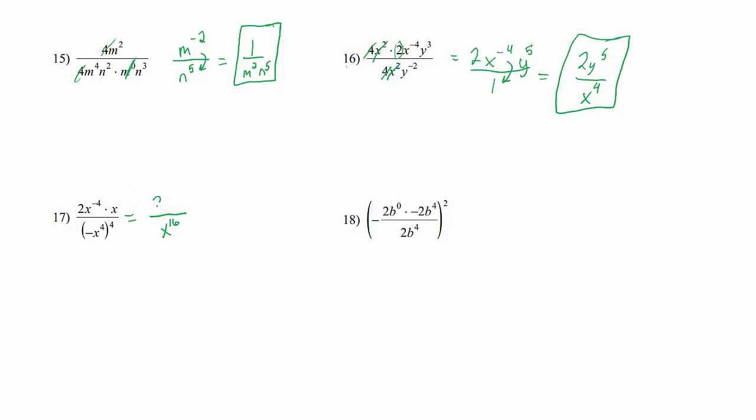On top, I've got a 2, and I can go ahead and combine these x's together by adding their exponents. Then I would put these together by subtracting their exponents, which gives me x to the negative 19th. So lastly, I move the x to the negative 19th to the bottom.